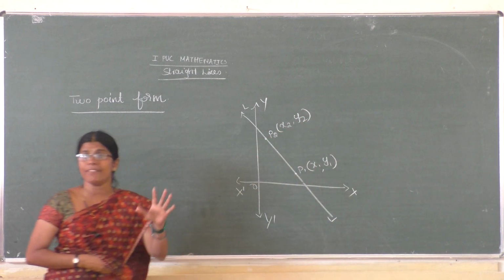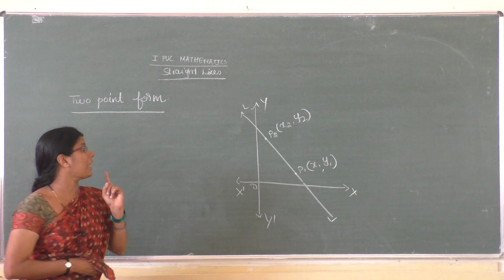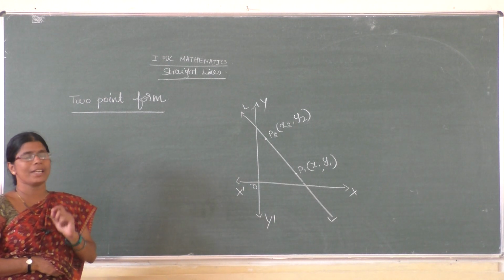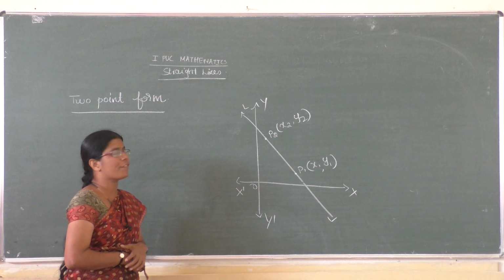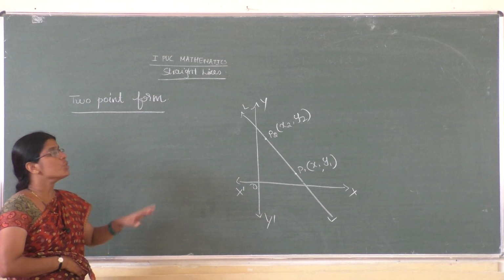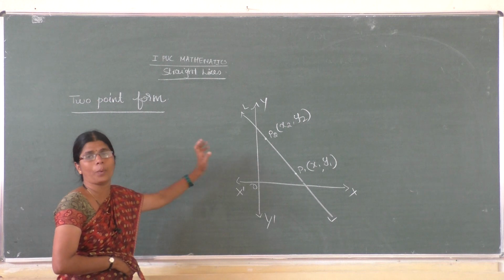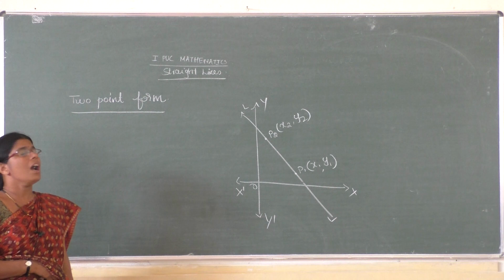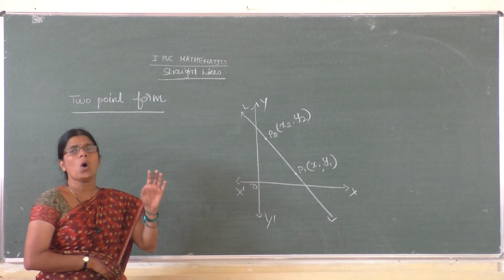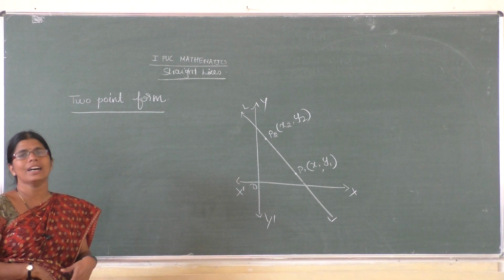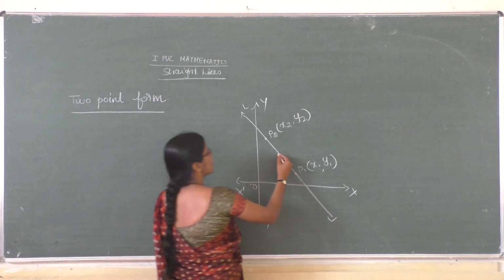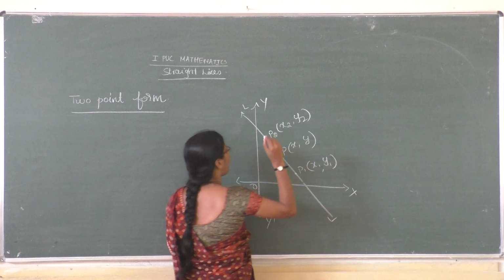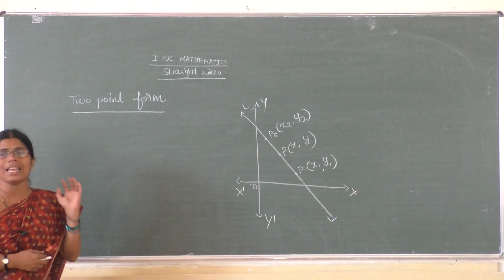So what is given? Given that a straight line L passes through the 2 points P1 of x1, y1 and P2 of x2, y2. You have to find the equation of the line using these conditions. How to find the equation? Always we have to consider an arbitrary point. So let P of x, y be an arbitrary point on the line.